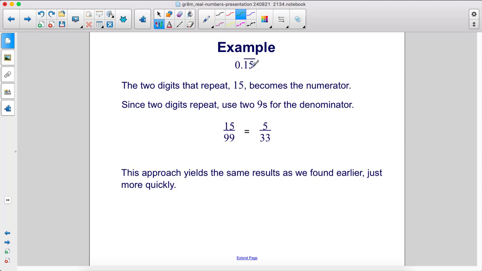The two digits that repeat, 1, 5, become the numerator. Since two digits repeat, use two 9s for the denominator, so 15 over 99, which simplifies to 5 over 33. This approach yields the same results as we found earlier, just more quickly.